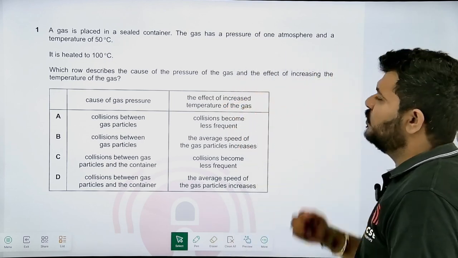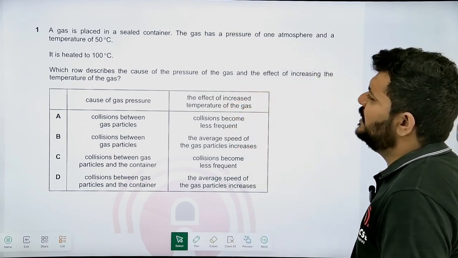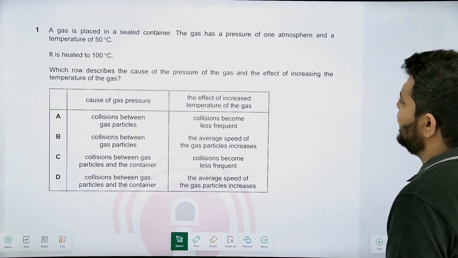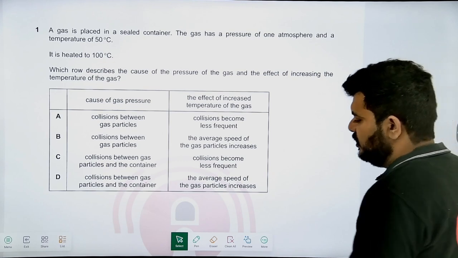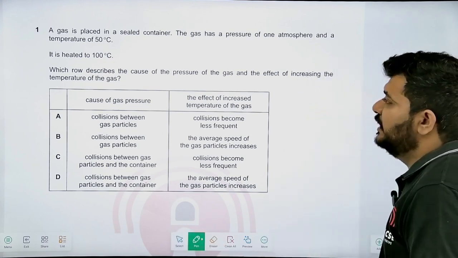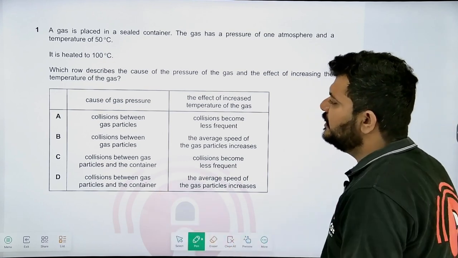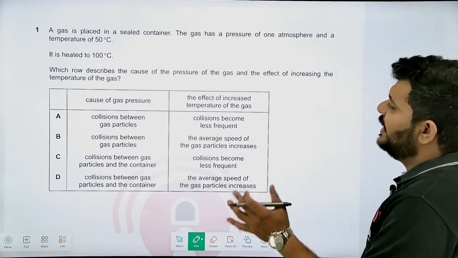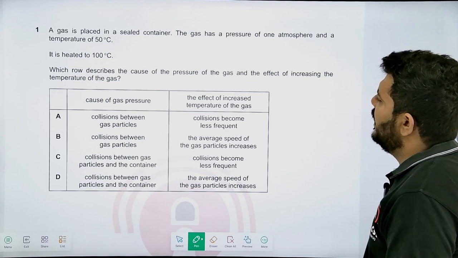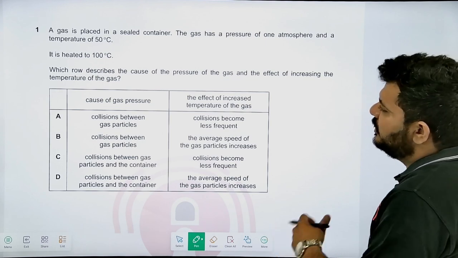We have the first question. A gas is placed in a sealed container. Gas has a pressure of 1 atmosphere and a temperature of 50 degrees Celsius. It is heated to 100 degrees Celsius. Which row describes the cause of pressure of the gas and the effect of increasing the temperature of the gas?